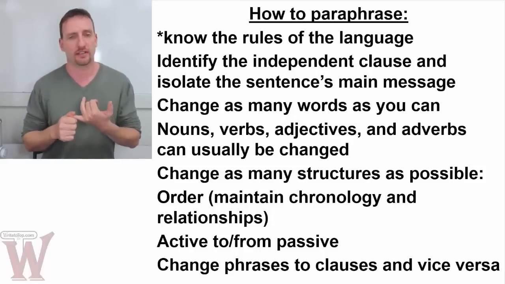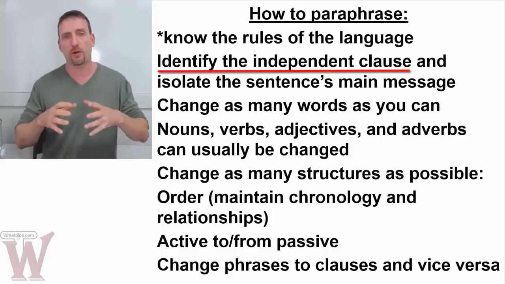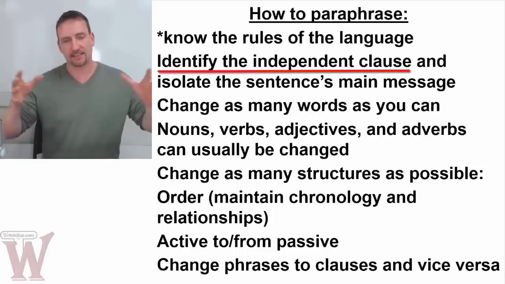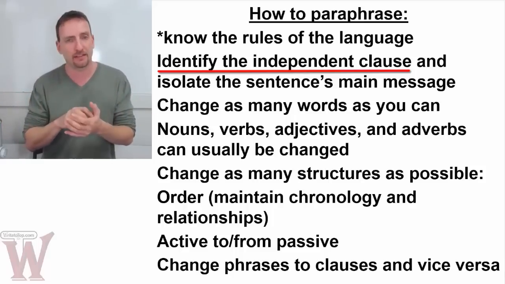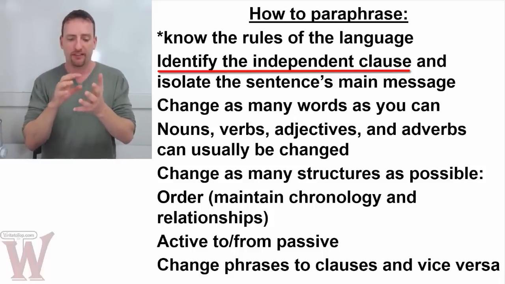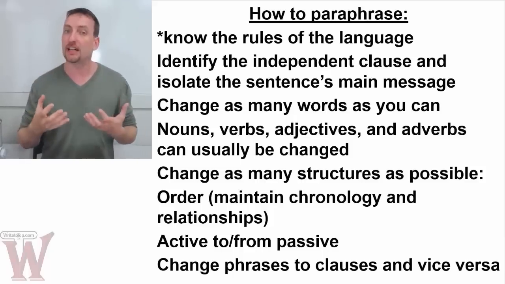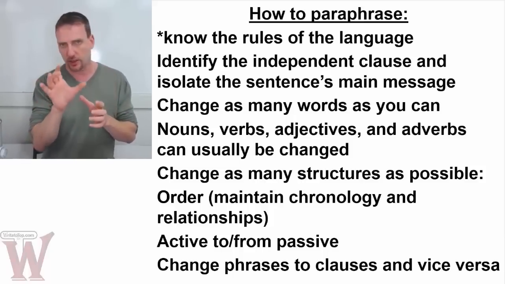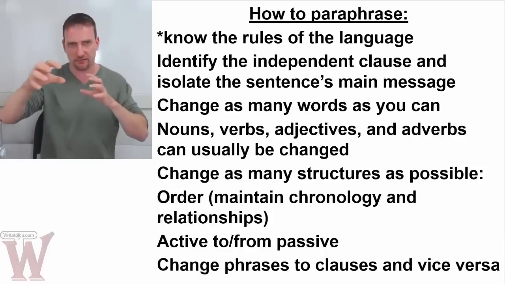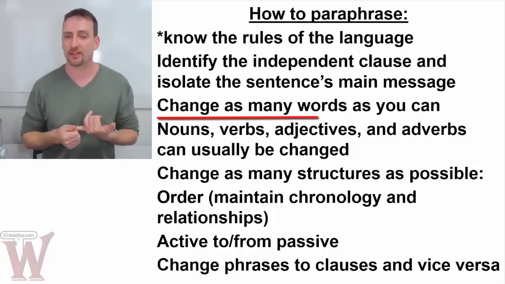First thing you want to do, in any sentence, is identify the independent clause and therefore isolate the sentence's main message. Remember, a sentence can have many clauses, but the independent clause, and usually the first independent clause, in case you have two, will hold the key message, the key idea of the sentence. So make sure you can isolate it, get the central idea, and then everything else is in relation to that idea. Okay?